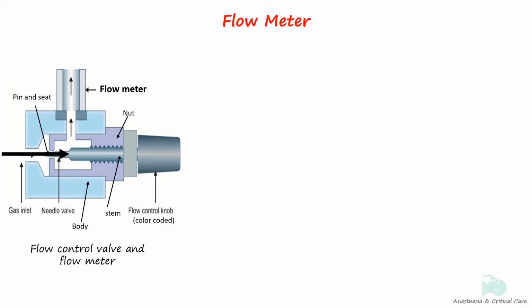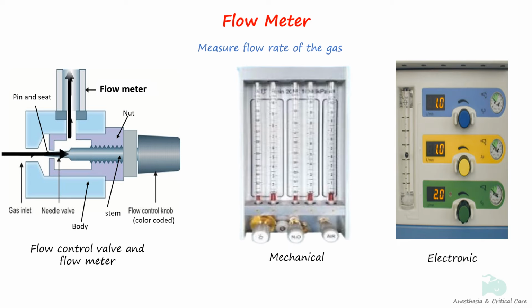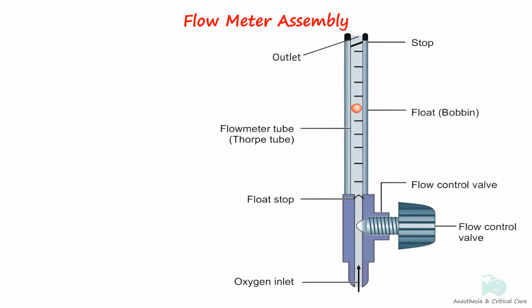After the gases pass through the flow control valve of the intermediate pressure system, the gas is directed into the flow meters. Flow meters, also known as flow indicators, flow tubes or rotameters, indicate the rate of flow of a gas passing through them. They may be mechanical or electronic. Electronic flow meters usually have a representation of a mechanical flow meter on a screen or a number representing the flow. A flow meter is an assembly of different parts including the tube, its indicator, and the stop.